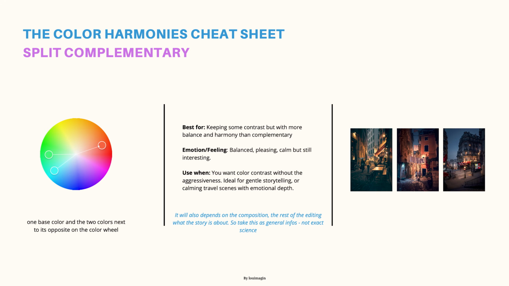Now, split complementary, that is my personal favorite color harmony, the one I use the most in my photos. There is one base color and two colors on either side of its opposite on the color wheel. This is really where it gets interesting. You still get contrasts, but with more balance and more harmony than a full complementary with just two different colors. It's more calm, more pleasing, less aggressive than complementary, and I would say it's the harmony for gentle storytelling. For images where you want the viewer to feel something without being hit over the head with it.